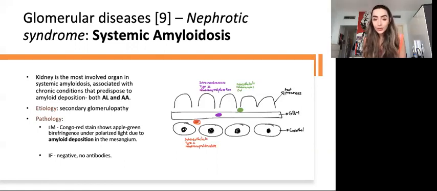It's a secondary glomerulopathy, and on light microscopy, just like any other type of amyloidosis, the Congo red stain shows the apple green birefringence under polarized light in the mesangium, and the immunofluorescence tends to be negative because there are no antibodies involved in this disease.